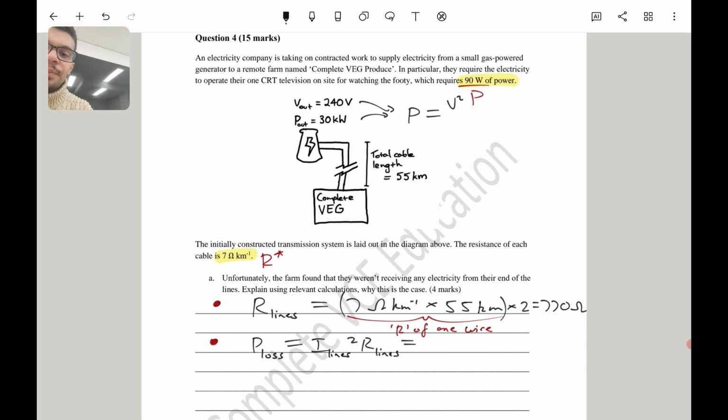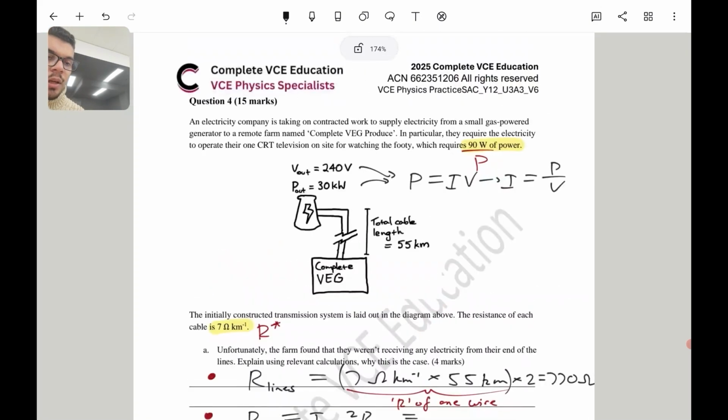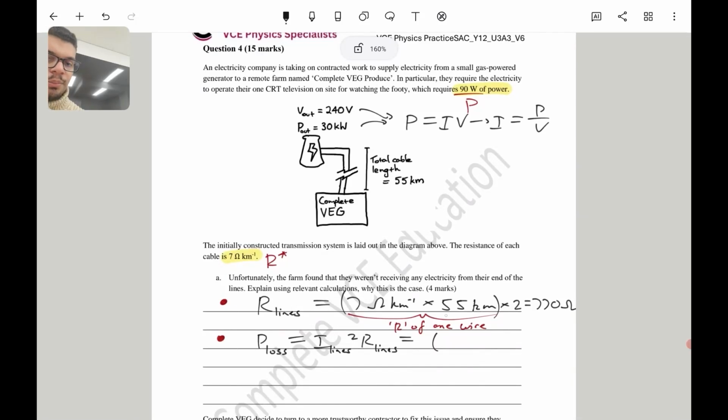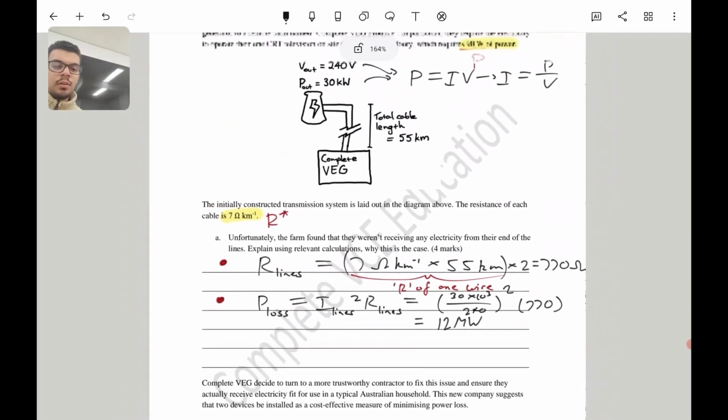Power is equal to I times V to obtain the current, which is P over V. So the current that's outputted will be 30 times 10 to the power 3 over 240. Square this, and you can multiply this by 770 ohms. And you should end up with the answer being 12 megawatts. Okay, 12 megawatts.